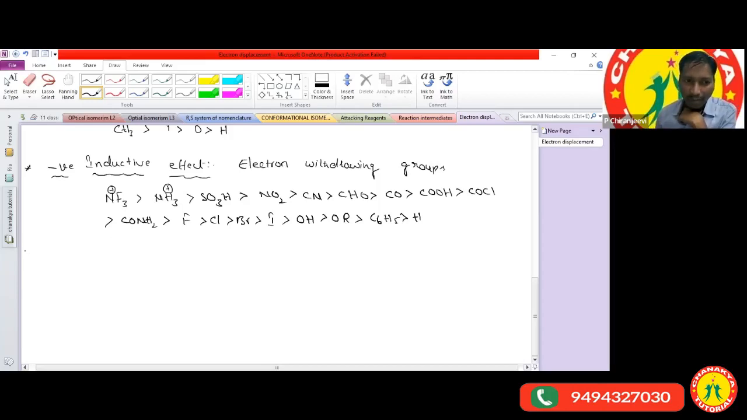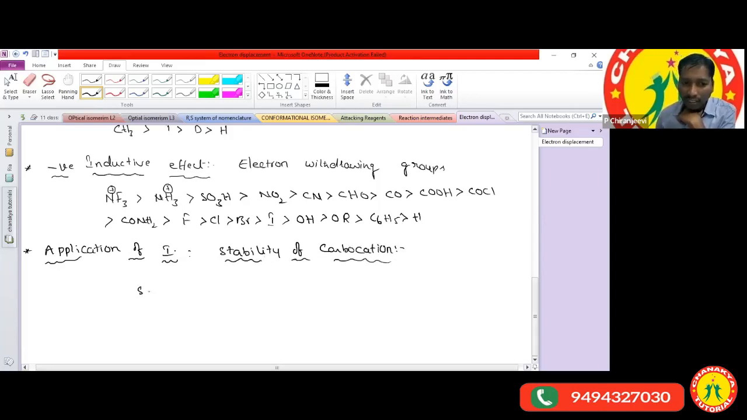Now I'm going to explain the applications of the inductive effect. Applications of the inductive effect. The inductive effect explains the stability of carbocations. First one I'll explain here: the stability of the carbocation.